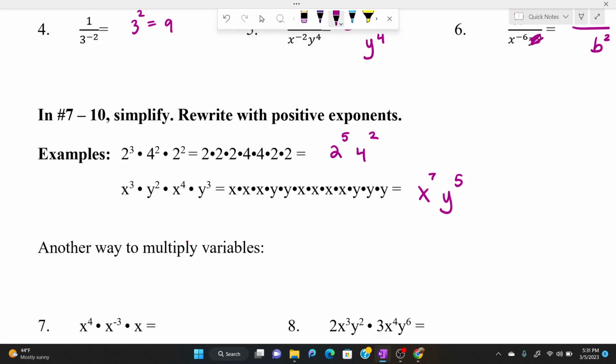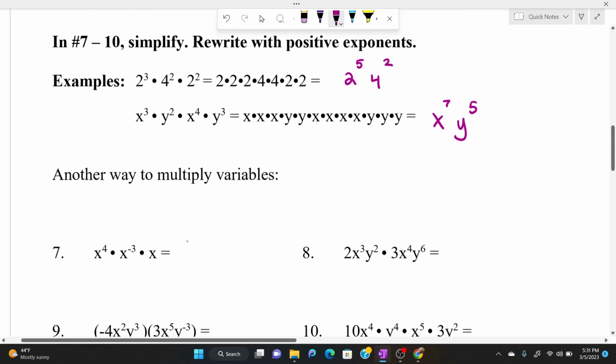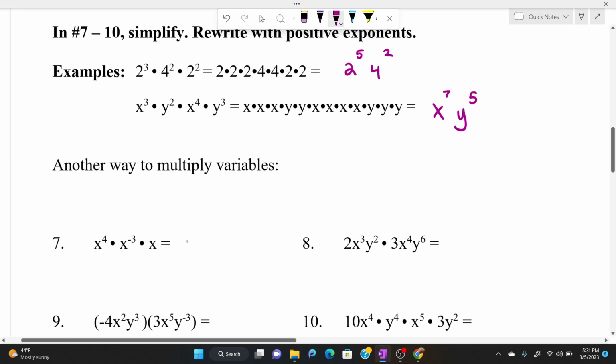Okay, all right, so let's move on here. And this rule will apply even with negative exponents. So if you see here, I basically have 4 plus negative 3 plus 1. So that's going to turn out to be 4 plus 1 is 5, 5 minus 3 is 2. So that'll be x to the second power.